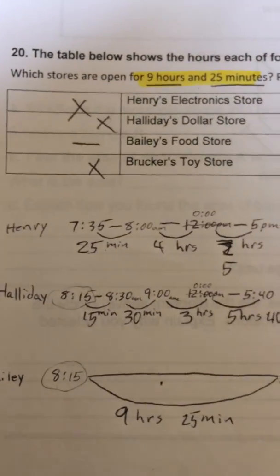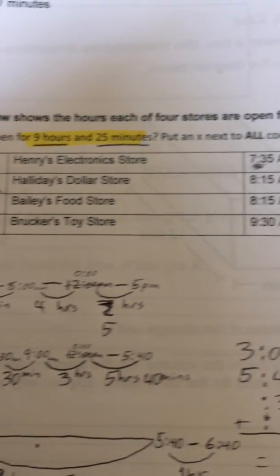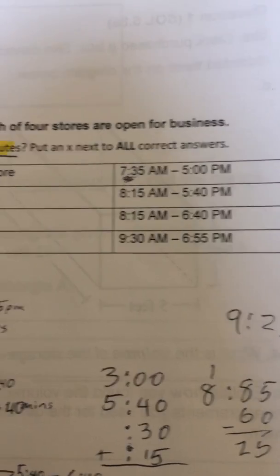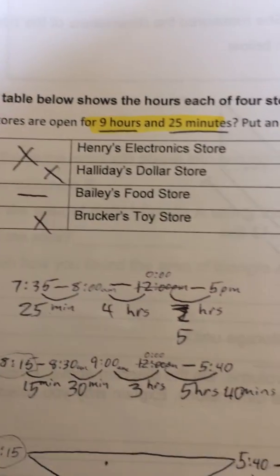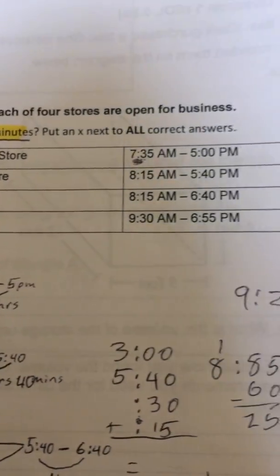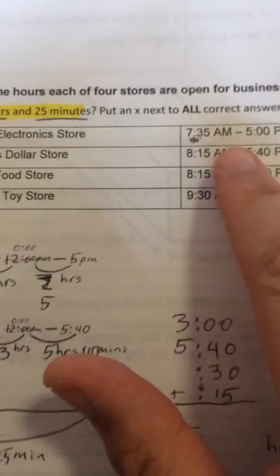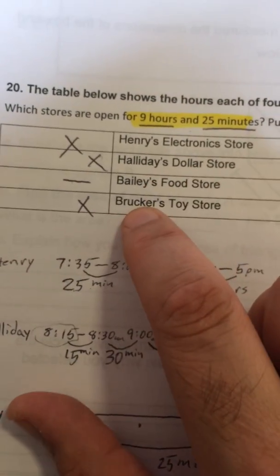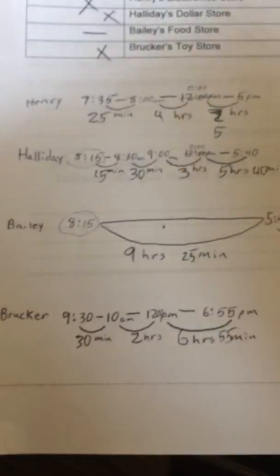Now this last one, very simple one here, I want you to look at our choices. There's a table that shows the hours each of the stores is open for business, and which stores are open for exactly 9 hours and 25 minutes. Put an X to all correct answers. Okay, we've already chosen the correct answers, but why was Henry's, why was Brucker's correct, and why was Bailey's not open for that amount of time? In fact, I think Bailey's was open for longer.